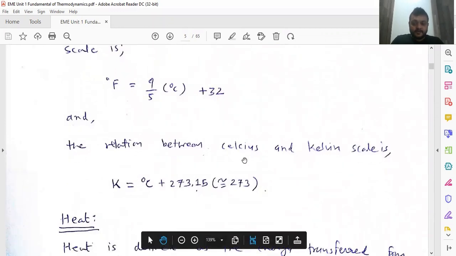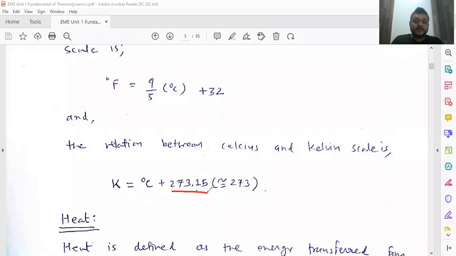The relation between the Celsius and Kelvin scale is: Kelvin is equal to degree centigrade plus 273, approximately. So minus 273 degrees centigrade means 0 Kelvin, the absolute zero temperature. That is called the absolute zero temperature.